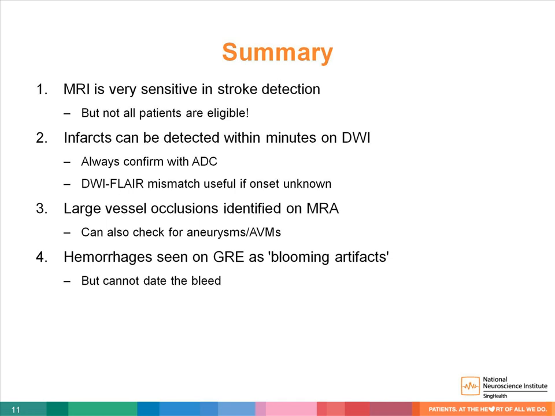MRA can assess intracranial circulation and identify large vessel occlusions as well as other vascular anomalies. Bleeds are visible on GRE, but the age of the bleed may be indeterminate.